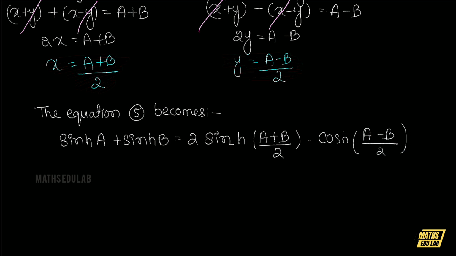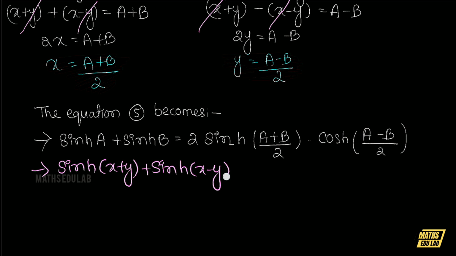So we have the formula for sine hyperbolic x plus y plus sine hyperbolic x minus y, which is equal to 2 sine hyperbolic x into cos hyperbolic y. I have just substituted the values. In place of x plus y I have written a, in place of x minus y I have written b, and for the x value I have written a plus b upon 2, and for y we got cos hyperbolic a minus b upon 2.